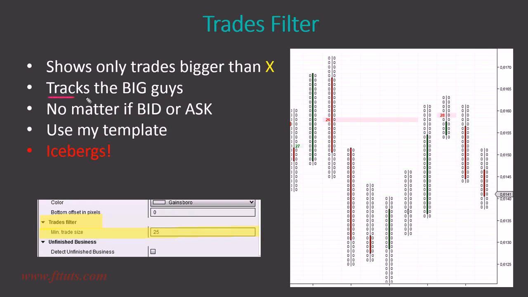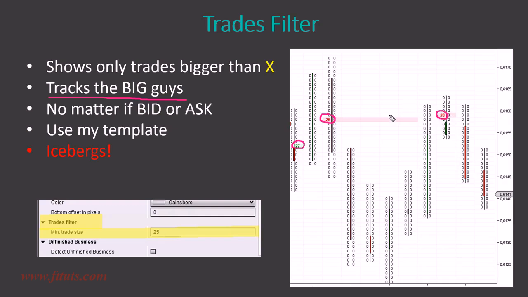So the trades filter is great for tracking the big guys, the trading institutions. And as you can see in here on this chart, there were 3 places where the institutions, the big guys, placed a big order. In here, the 26 on bid, this 27 on ask, and this 28 contracts on bid.